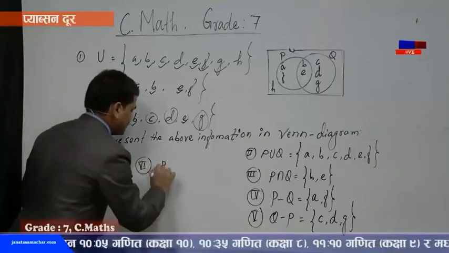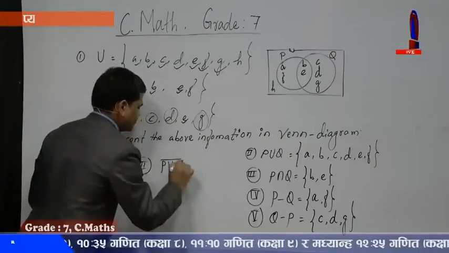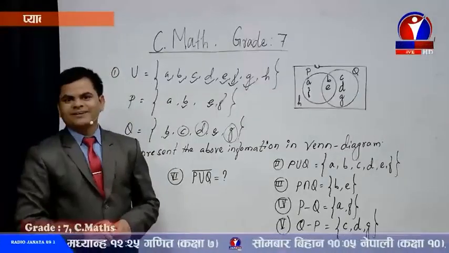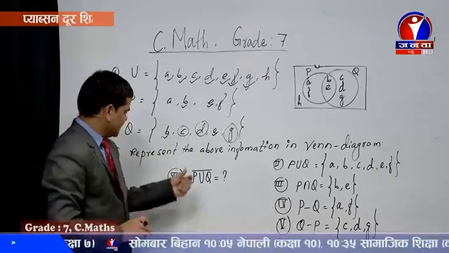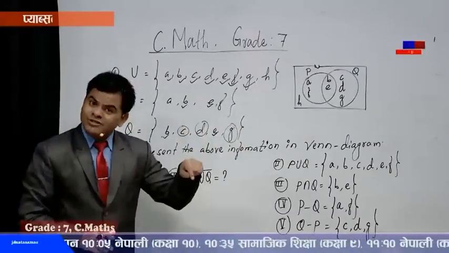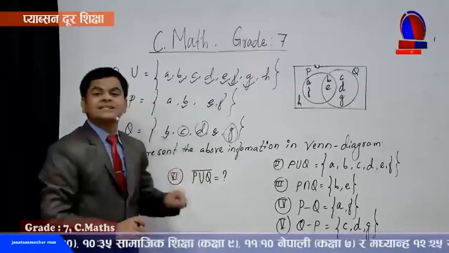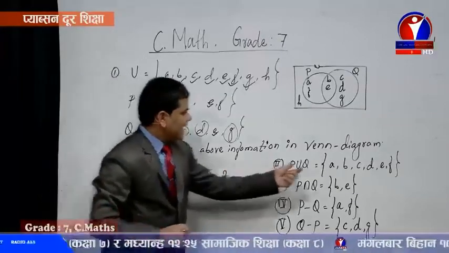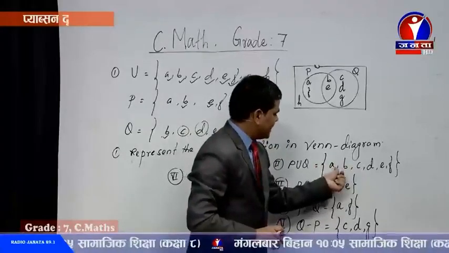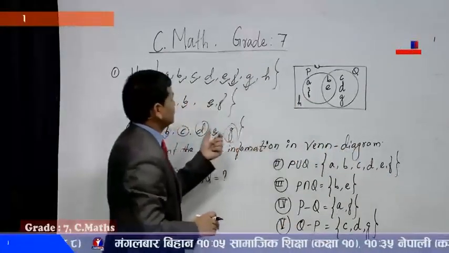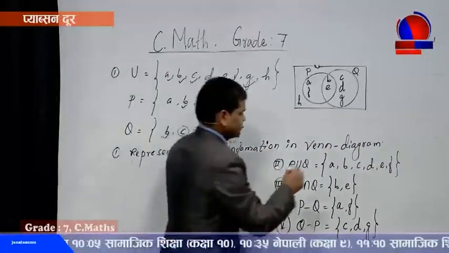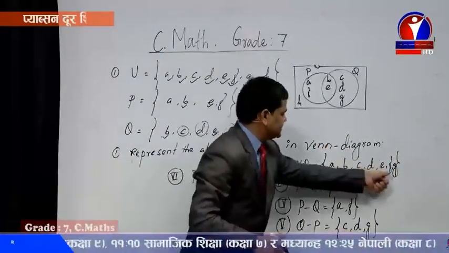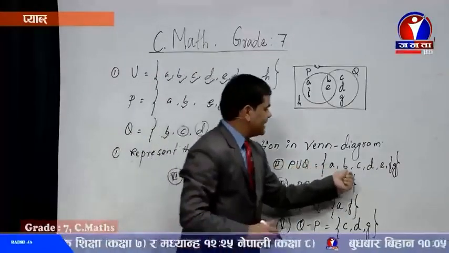If the question says to find out (P union Q) complement, what will you do? Of course, P union Q represents the information inside both circles without repeating. Then the bar represents, dear friends, everything except the information of P union Q. That means except A, B, C, D, E, F. Oh, sorry, dear friends, one element is left here, G. G is remaining here. A, B, C, D, E, F, G. G is also there. Okay. Now except this, A, B, C, D, E, F, G.